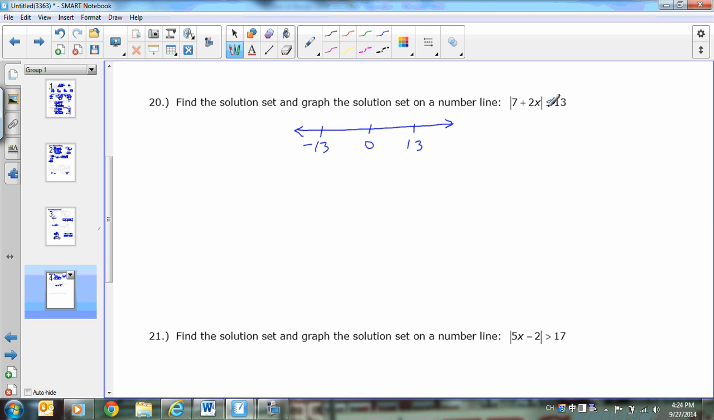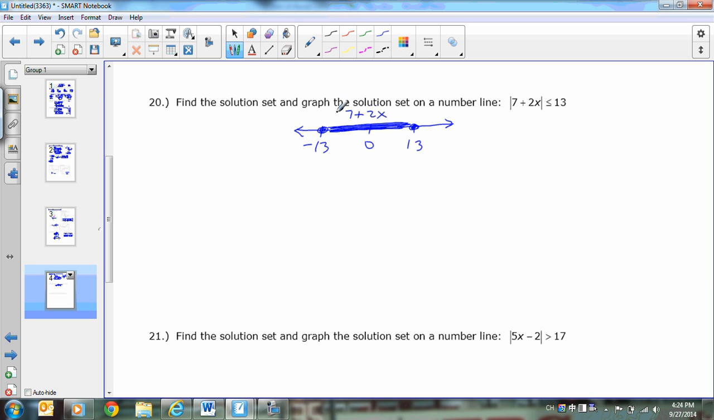So that would include 13 and -13 because of this equal sign. So I'm going to put a closed circle on -13, a closed circle on +13, and then shade in all the places on the number line that would be less than 13 units from 0. That would be this whole middle part. Okay. Then above what I've shaded in, I'm going to take what's inside the absolute value symbol and write it above what I just shaded in. So 7 plus 2x.